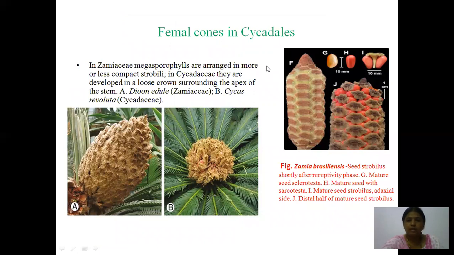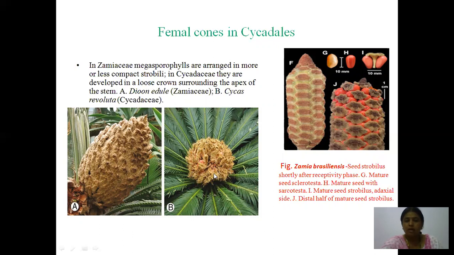Female cones in cycadales. Female cones are compact in cycadales except in Cycas species. In Cycas the megasporophylls are not compactly arranged. They are loosely arranged in a spiral manner at the top of the tree, and these are the foliage leaves. Foliage leaves alternate with these cataphylls.